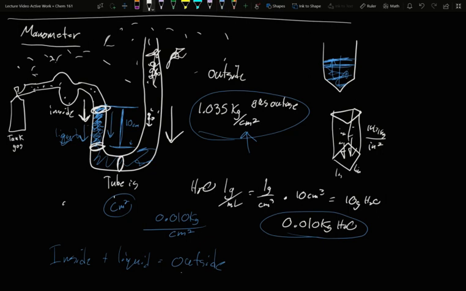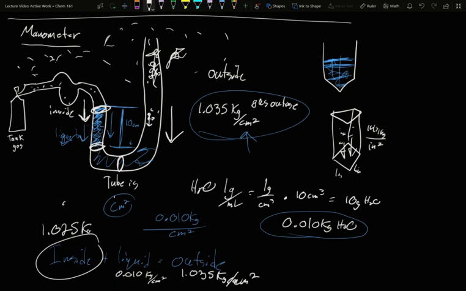We know the outside is, well, in kilograms, 1.035 kilograms per centimeter squared. And we know the liquid is 0.010 kilograms per centimeter squared. If they have to be equal, rearrange, what we'll find is that our inside has to be the difference, 1.025 kilograms per centimeter squared. We didn't really remove that much pressure, but we also didn't raise water very high.